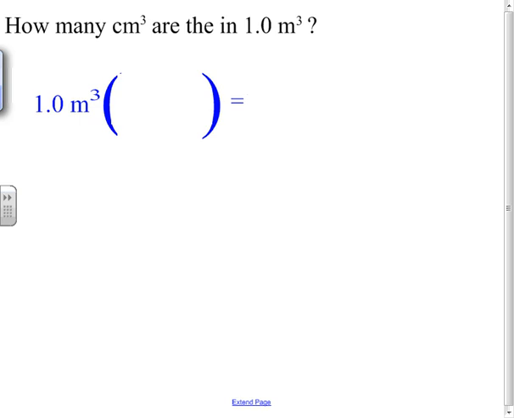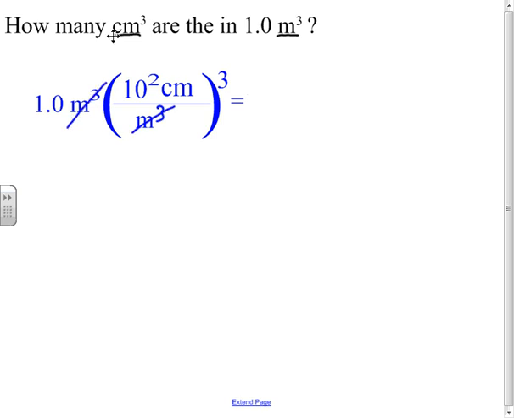Okay, last one. If I asked you how many centimeters cubed are there in 1 meter cubed? And so first thing I would do is relate the centimeter, not cubed, to the meter, centimeters to meters. And so for every 1 meter, there's 100 centimeters. Now that's not going to cancel the cubed, and so I'm going to cube the whole thing. And so when I cube the denominator, those two will cancel out.